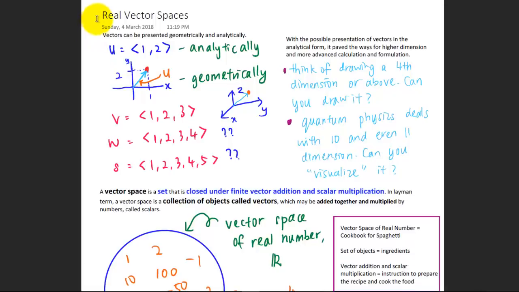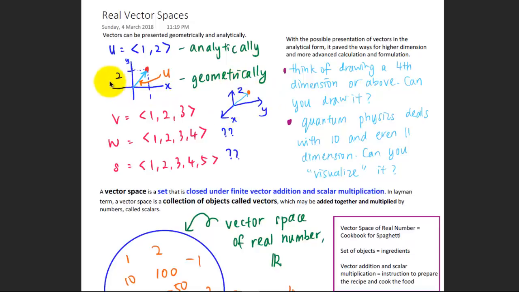In this video, we'll deal with the real vector spaces. Before that, let us look at the forms in which vectors can be presented. Before the 18th century, vectors could only be presented geometrically, which means that for whatever vectors you were dealing with, you could only draw them on either a two-dimensional or a three-dimensional space diagram. This limits the progress of science and mathematics because there is no way for us to draw a fourth, fifth, and even higher dimensions on a three-dimensional space.